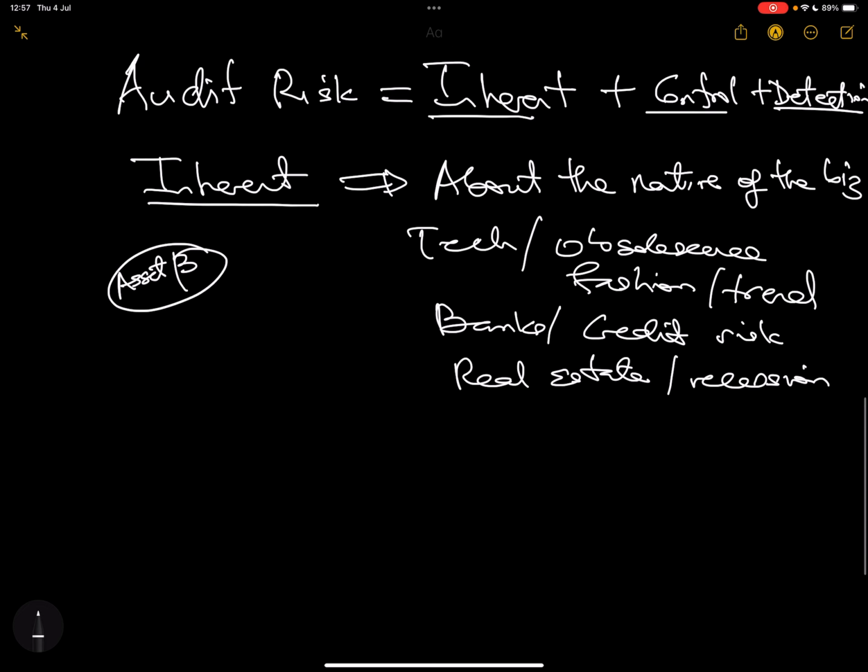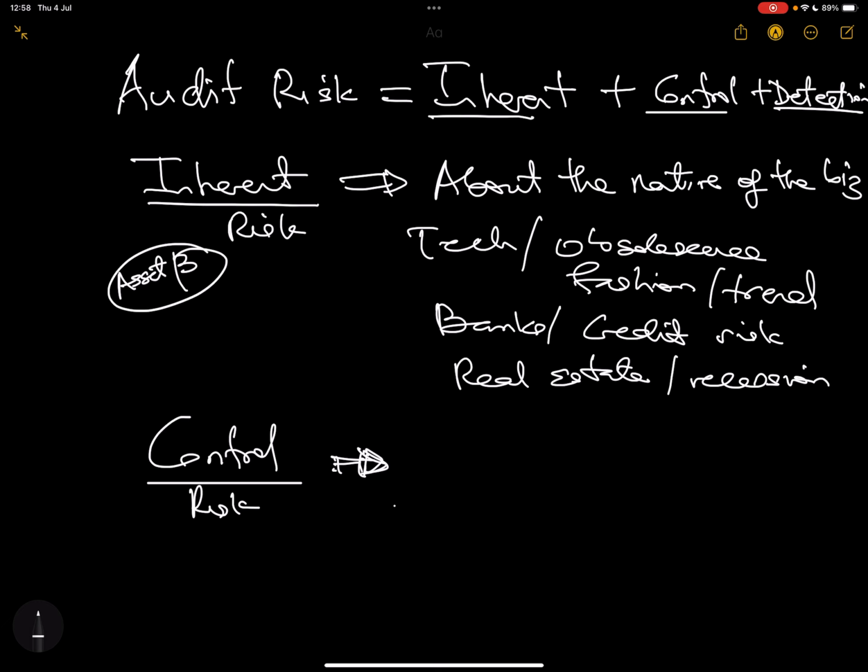The second component of audit risk is control risk. And what is control risk? First of all, do you know what control is? Let me not just jump into the control risk itself. Let me define control first. So here we're talking of control risk, but let me tell you what control is first.